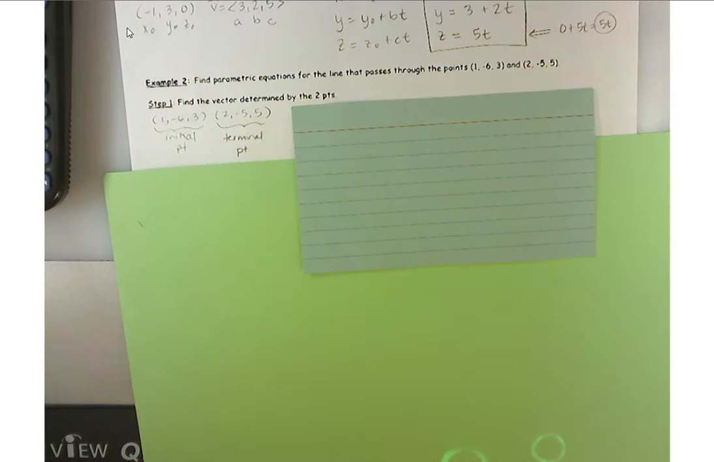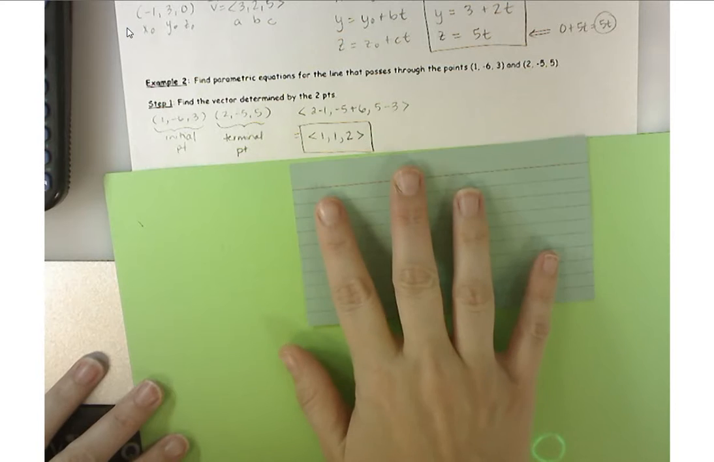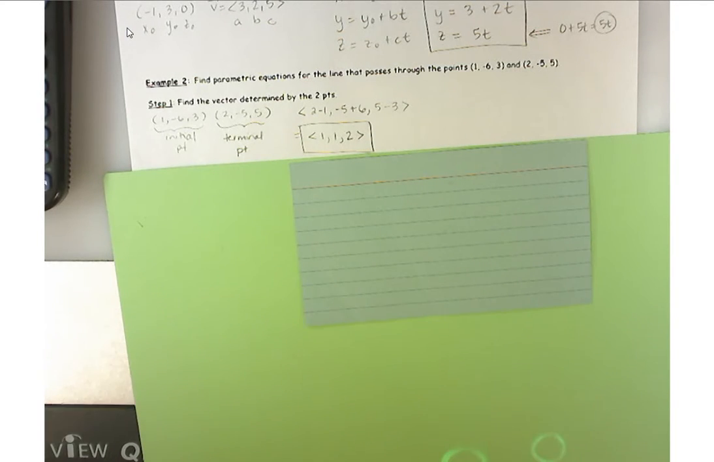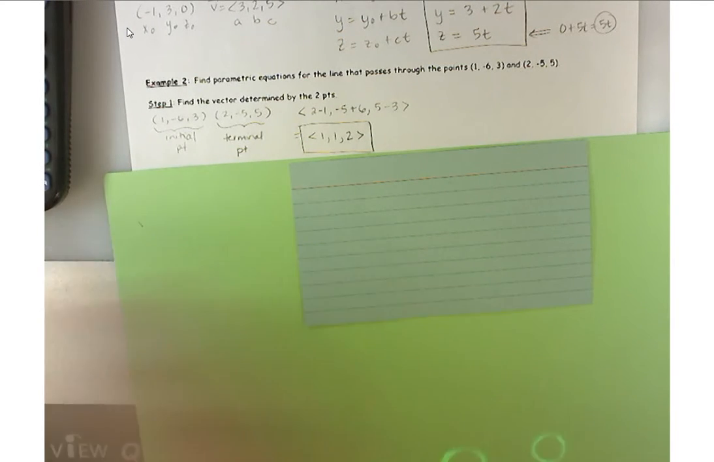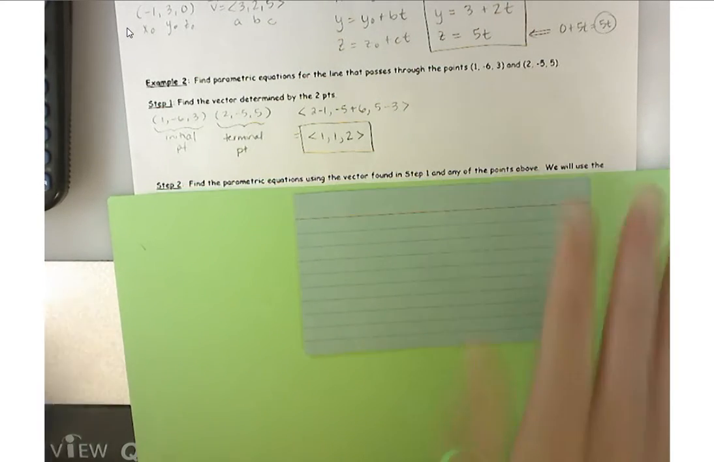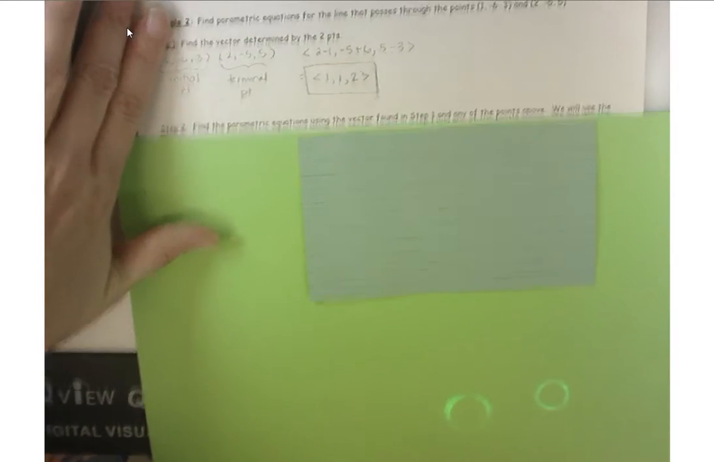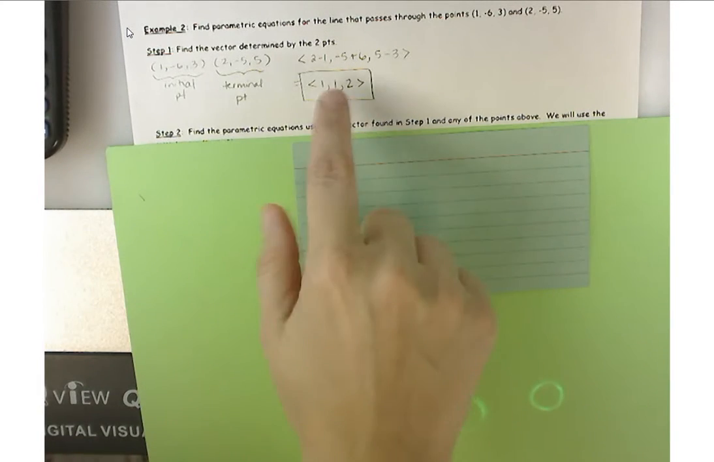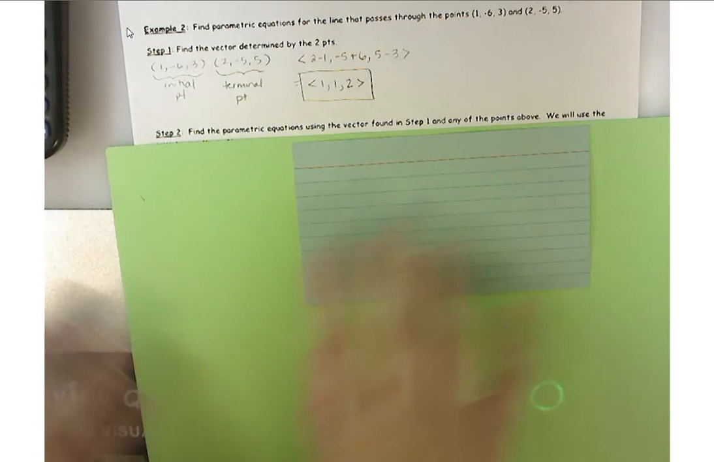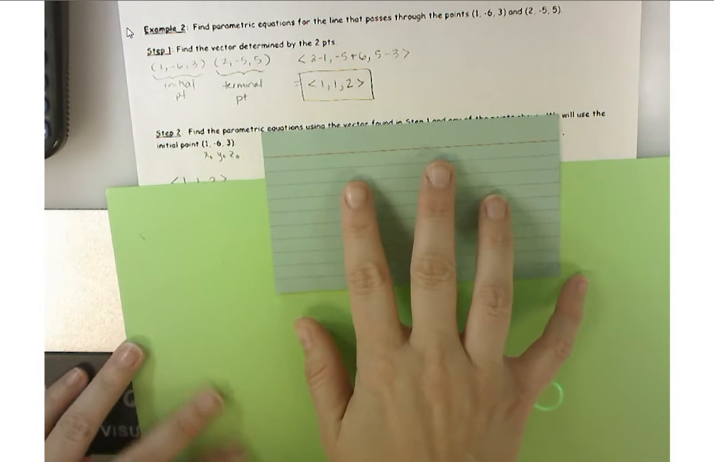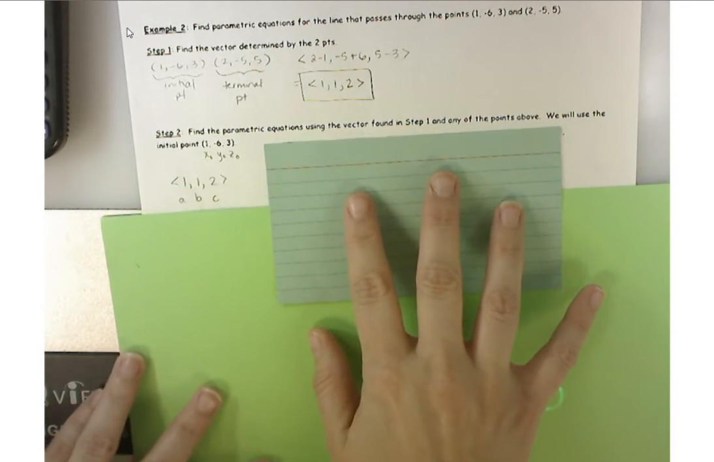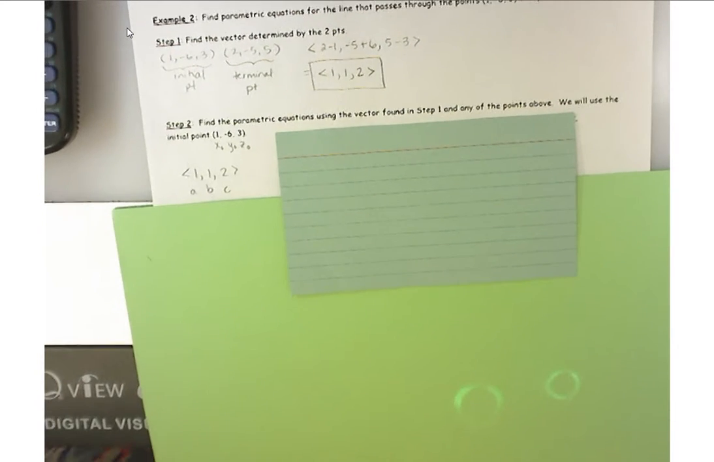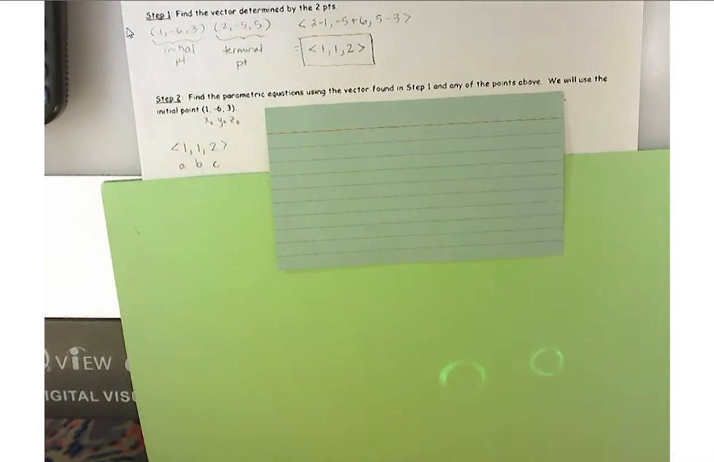Okay, and then Kaden, will you tell me what your vector is? 1, 1, 2. Good. Okay, so your vector is 1, 1, 2. Now your second step, you are going to find the parametric equations using the vector that you found in step 1, and you can use any point above. Okay, so what I'm going to use is the initial point. But you could use either one of those points.